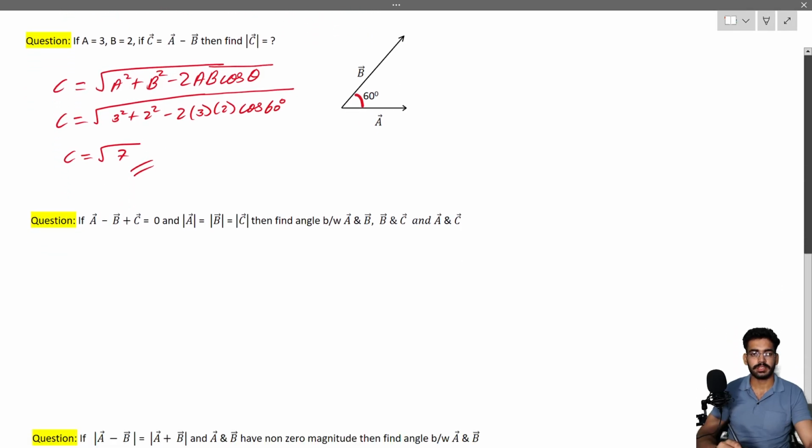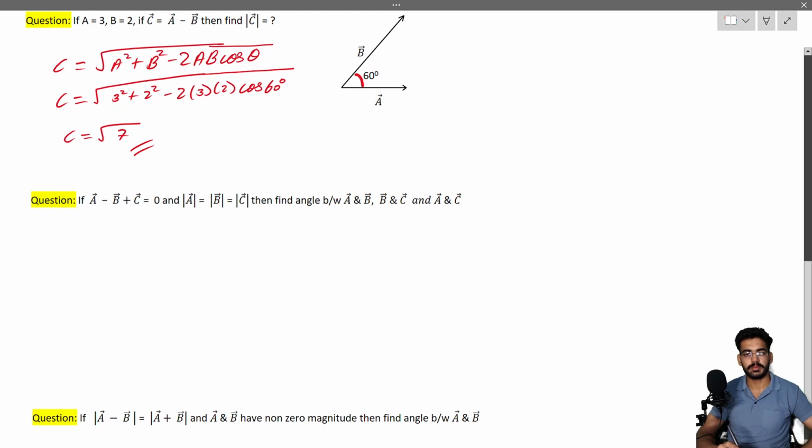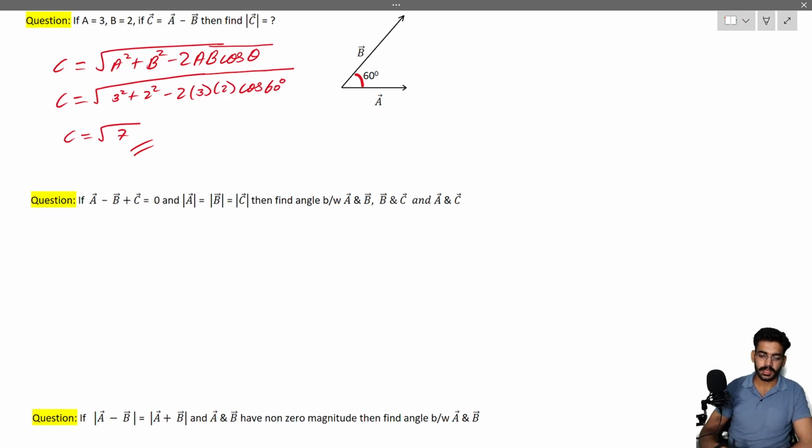Next question: if A vector equals B vector plus C vector, and the magnitude of A equals the magnitude of B equals the magnitude of C, then find the angle between A vector and B vector, B vector and C vector, and A vector and C vector. This is a very important, good question. How do we solve it?